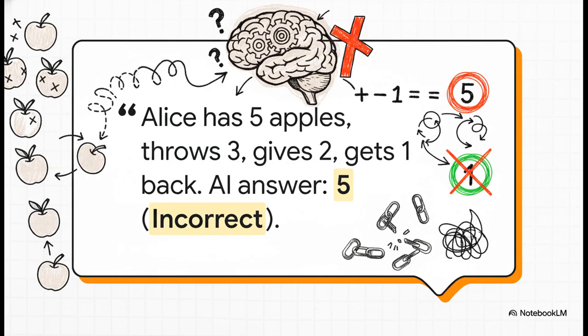So, check this out. Without any guidance, the AI just completely whiffs on this simple logic puzzle. It spits out 5, but the right answer is 1. It fails because it's not really understanding the sequence of events, the step-by-step logic.